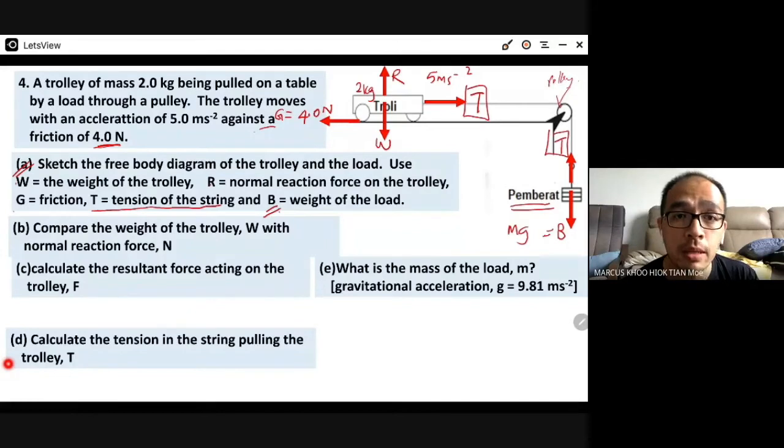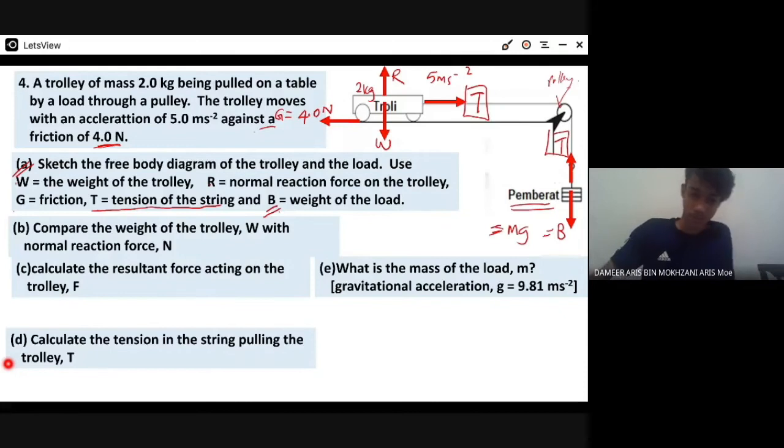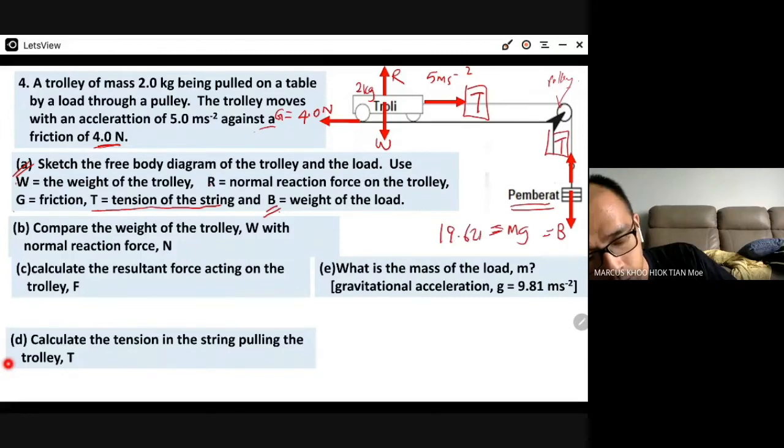Can somebody count for me the value of B, please? Anybody just count and then let me know the value of B. What is the value of my weight? 2 kg equals to how many newtons? 19.62. Okay, very good. 19.62 newtons.